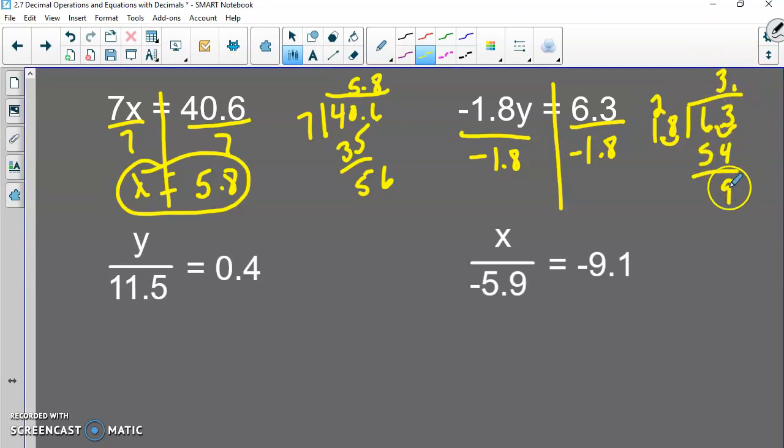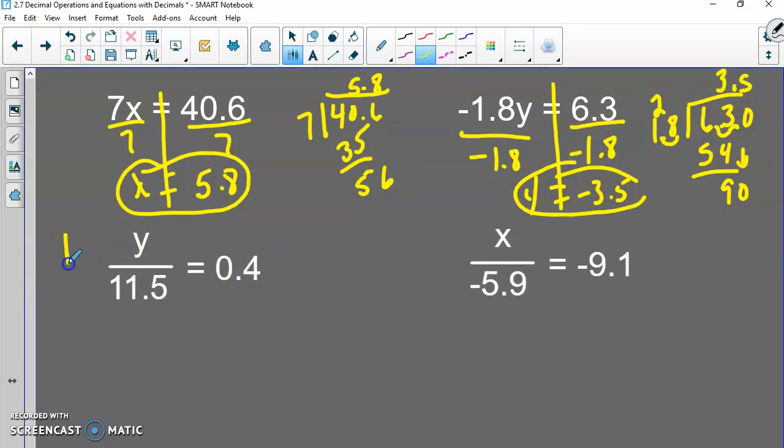That's good. Now, since I still have a remainder, I've got the decimal here. I'm going to add a 0. And I'm going to bring that 0 down here. And I happen to know that 18 goes into 90 5 times. Okay? So 3.5 is my answer, but it's a negative 3.5.